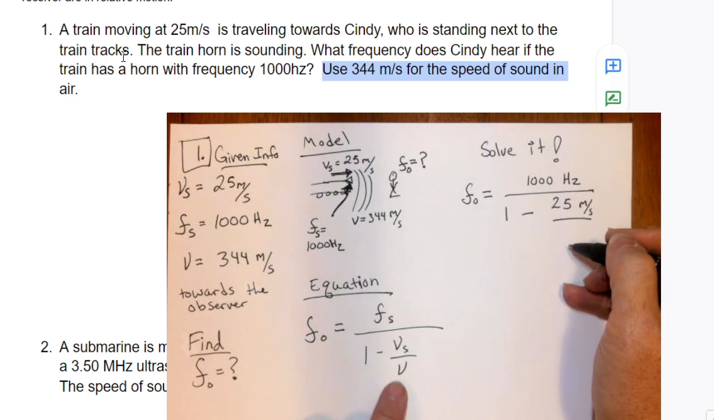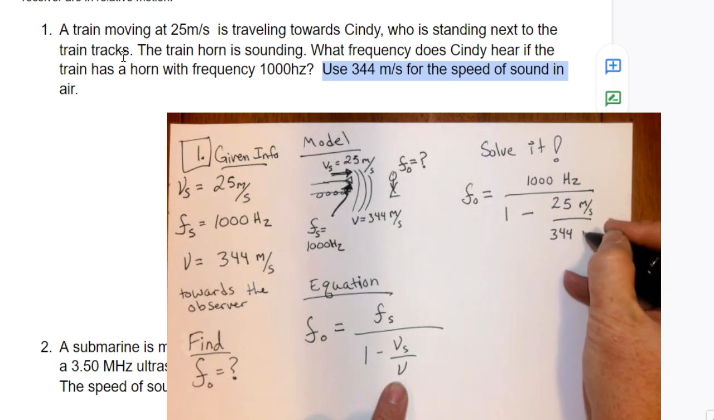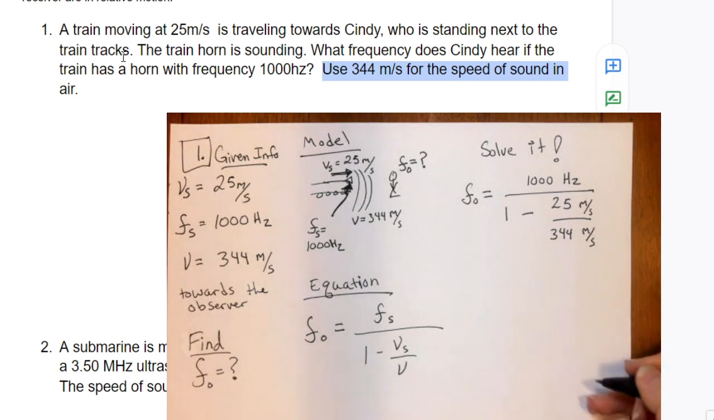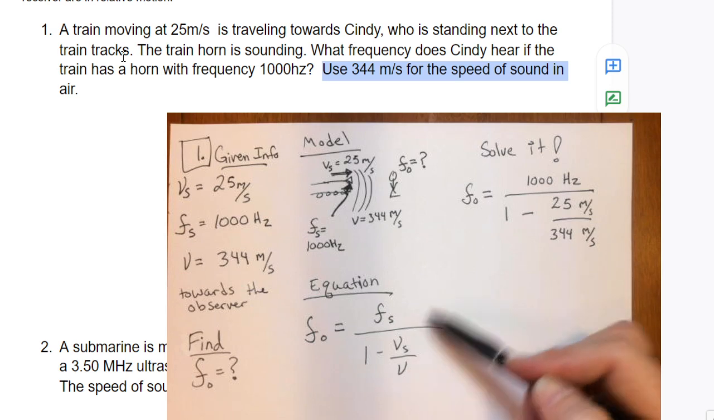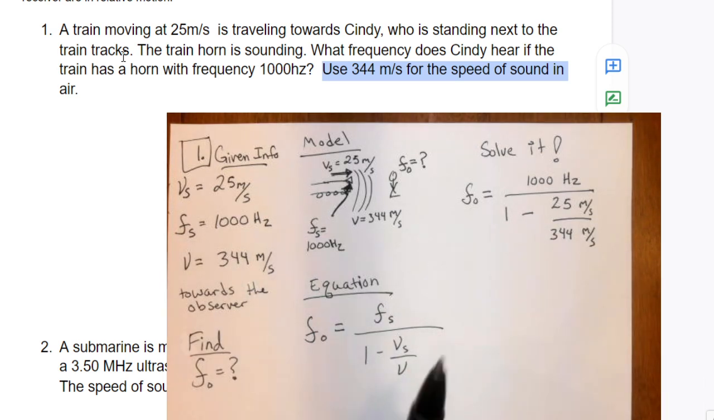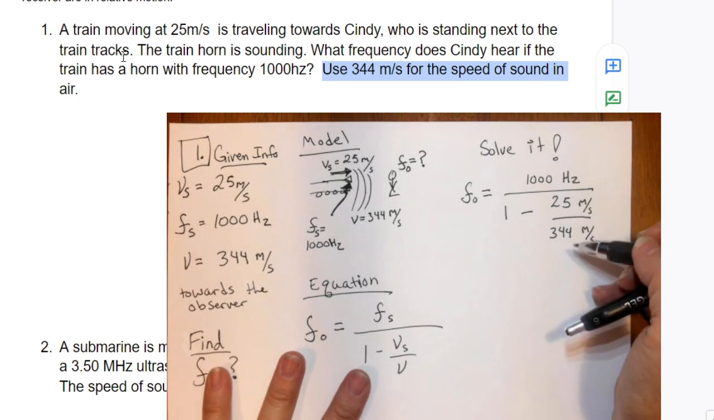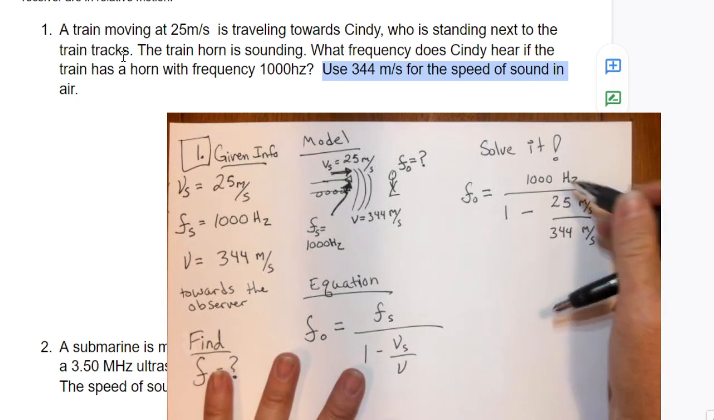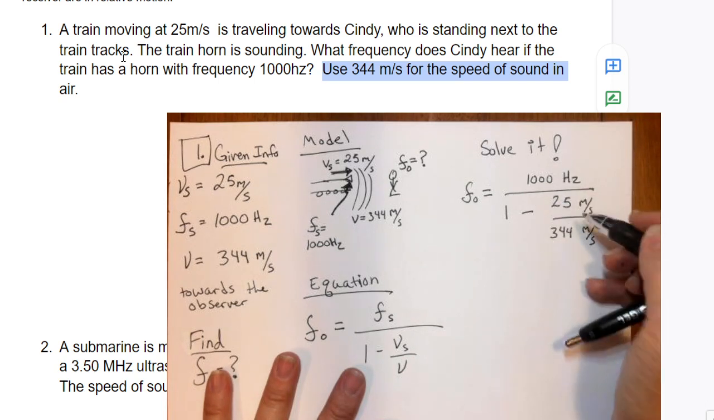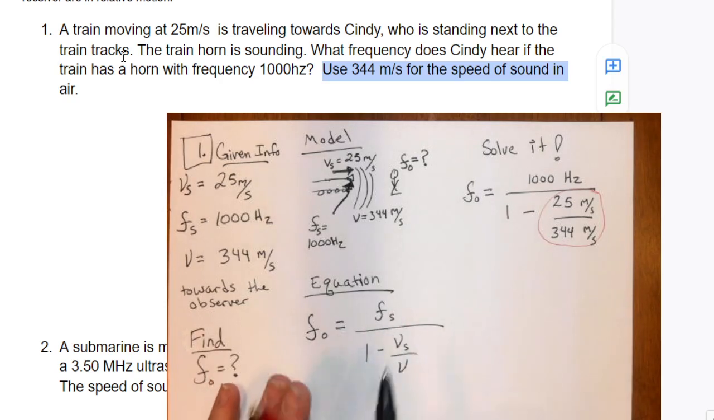and divide that by the speed of sound, which is 344 meters per second. Okay, we plugged the known values into the equation, and now we need to do the math. This math is a little more complicated than our last problems. You'll need to know how to follow the order of operations to solve this. The first operation is to do this division down in the denominator.